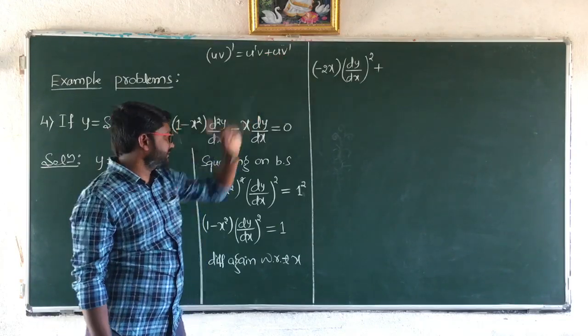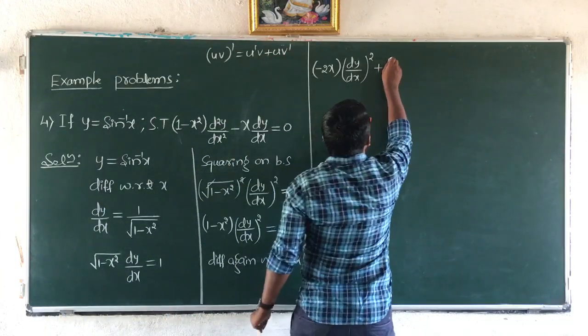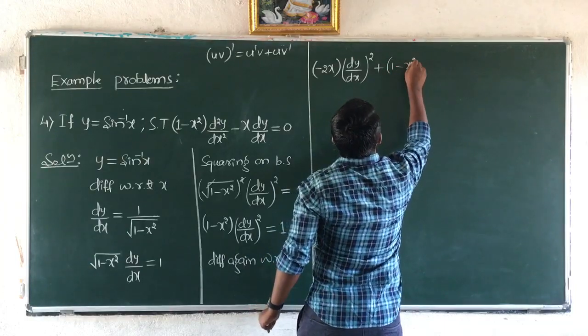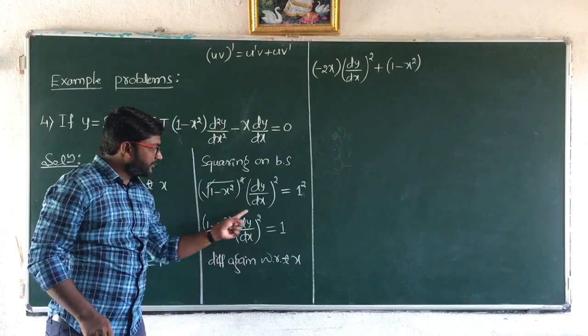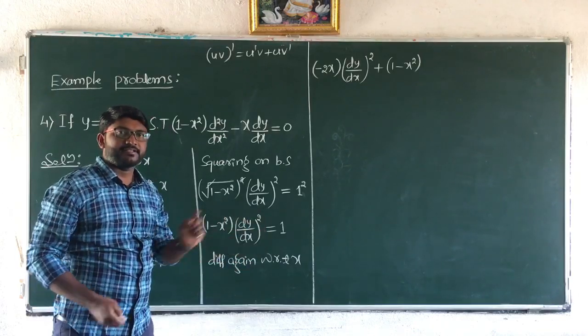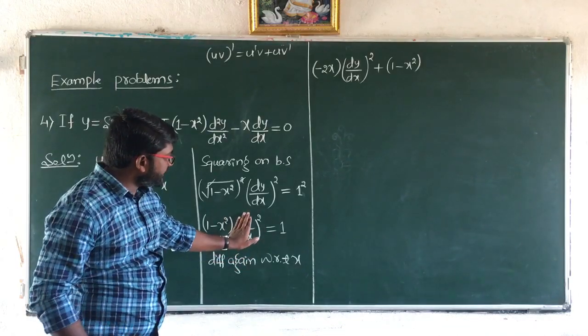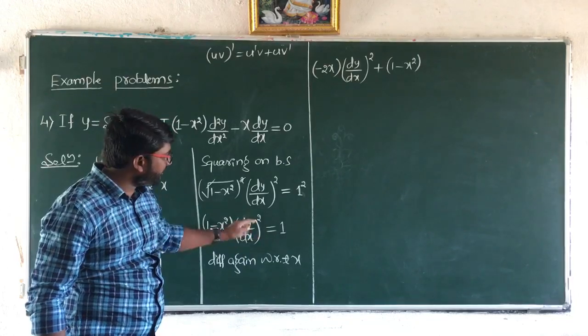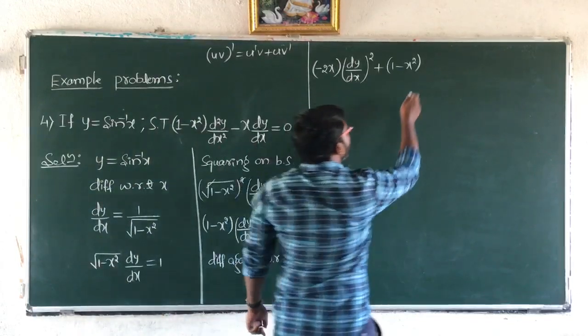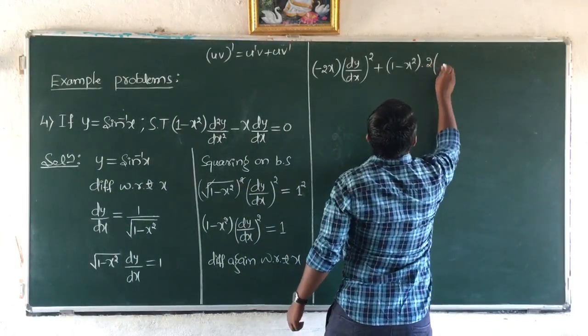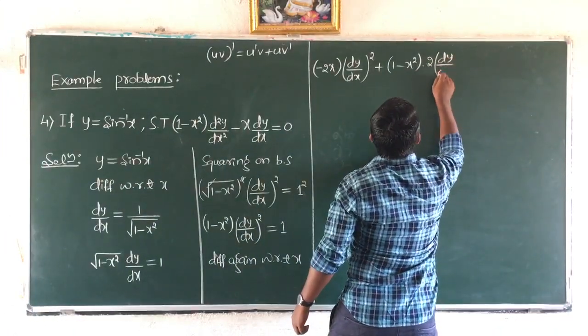So I write the first function as it is now. 1 minus x square must be written as it is. Then into the derivative of the second function. We have to take the derivative of this particular function. So now consider this as x. It is in the form of x square. What is the derivative of x square? It is 2x. So see here, 2x. What is x now? Dy by dx.